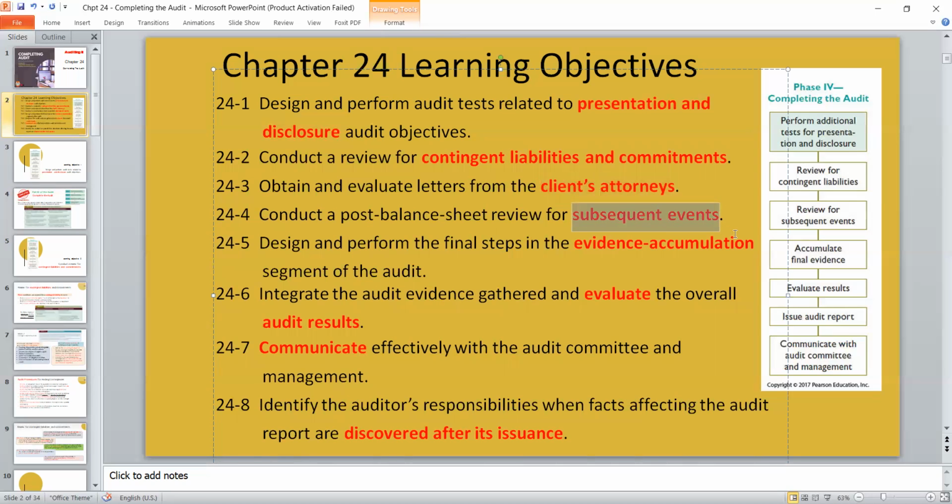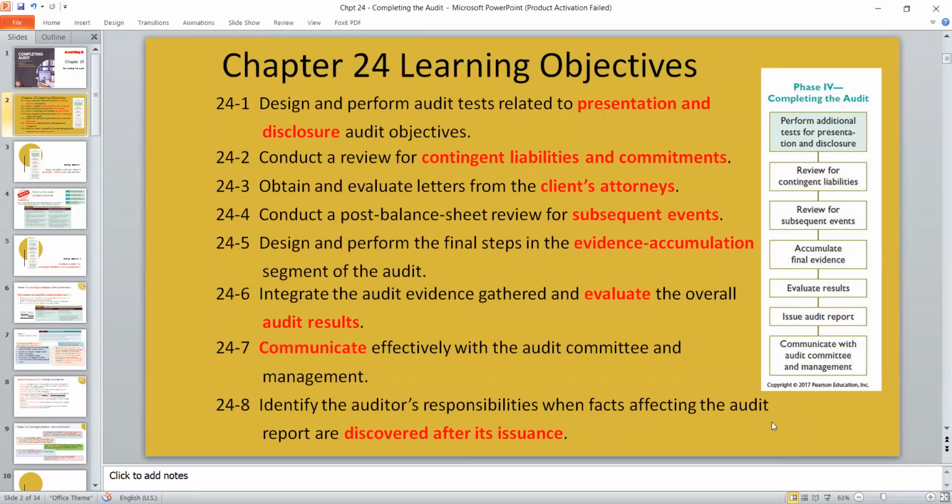And you will know about the subsequent events, evidence accumulation. We will take a look at the evidence accumulation, the review. Also, you will need to know how to evaluate the audit result. And before we issue the audit, we will have to communicate. We will have meetings with the management. And after the issue, maybe we discover some issue, audit issue.